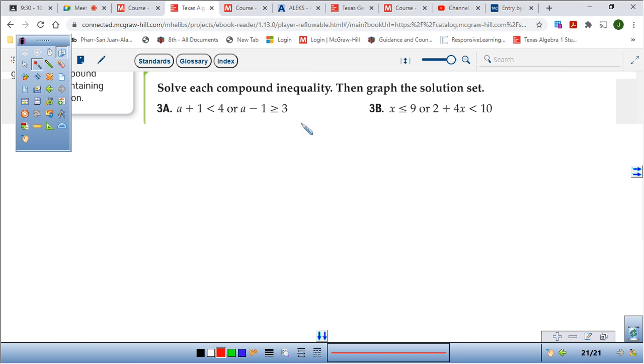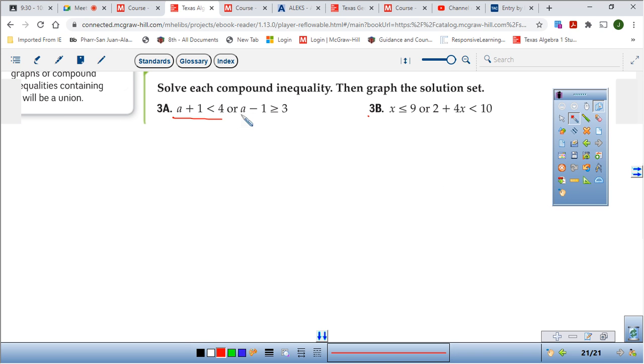Okay, 3a, solve the compound inequality, then graph the solution set. So I'm going to come out here to the right. I'll solve this one in red and this other one in blue. We're going to graph it. It's an or. So we're going to go here, a plus 1 is less than 4, and then I'll solve that one next. We're going to subtract 1, subtract 1. Remember, I want the variable by itself, so I put its opposite here. It's 0 here, cancels out here. A is less than 3.